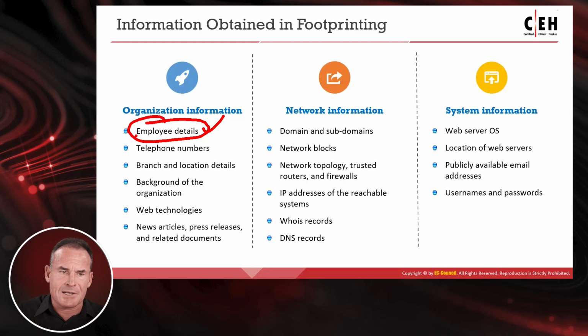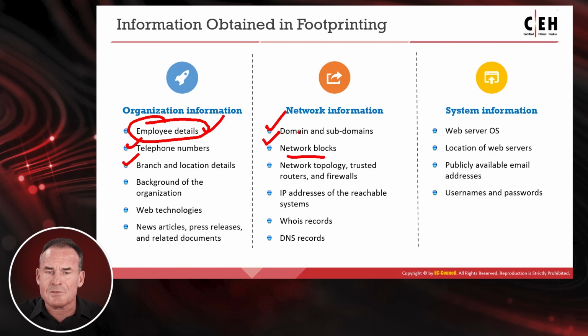Social engineering, phishing attacks. Okay, branch and location details, background of the organization, web technologies. Now, this is all stuff that you're going to gather as part of your methodology, but it's not necessarily a magic bullet, any one of these items. Going through this process, invariably, you're going to collect something that's useful in later stages. We're not saying that every little nugget is always going to prove to be useful, but in the aggregate of all this information, something will help you to compromise that target. Network information: domains and subdomains, network blocks, okay, IP ranges that we can scan.